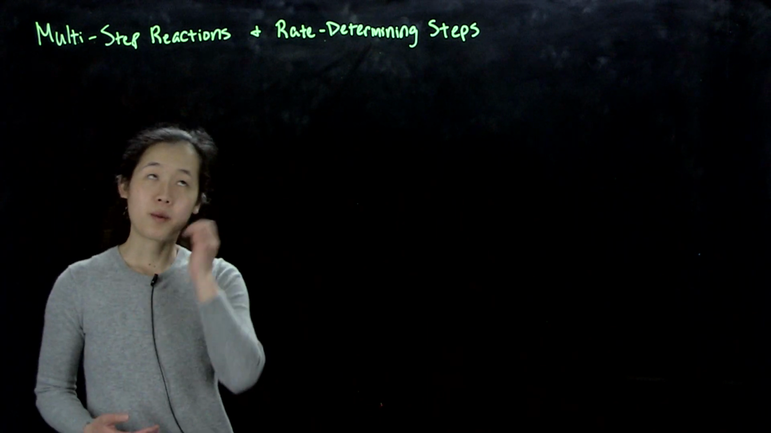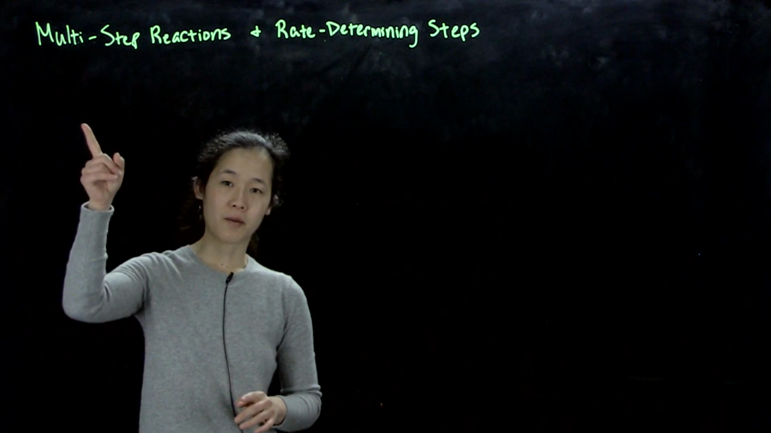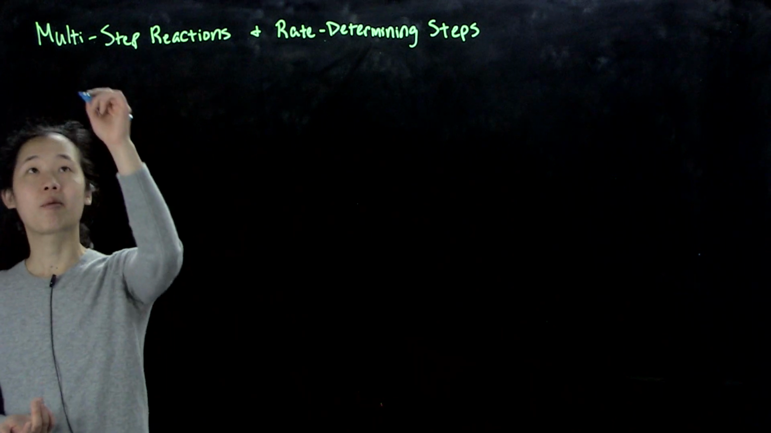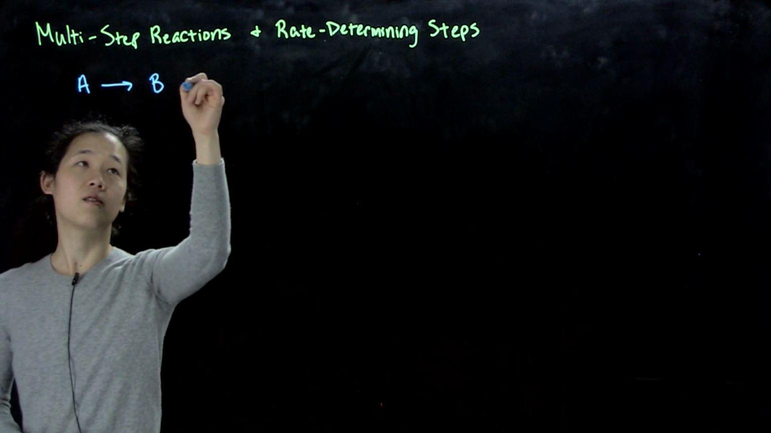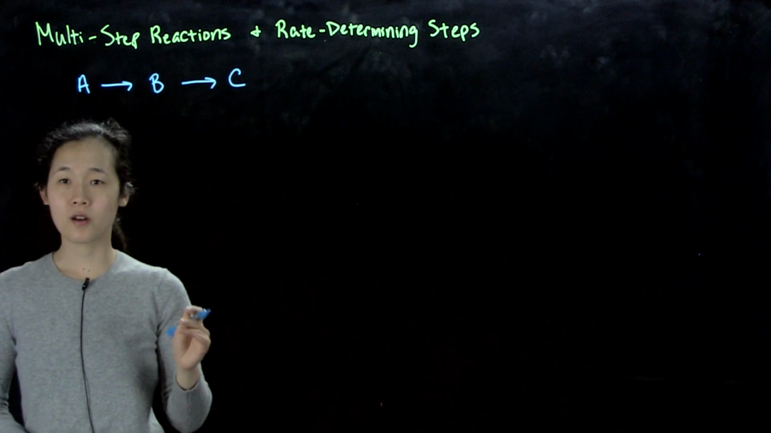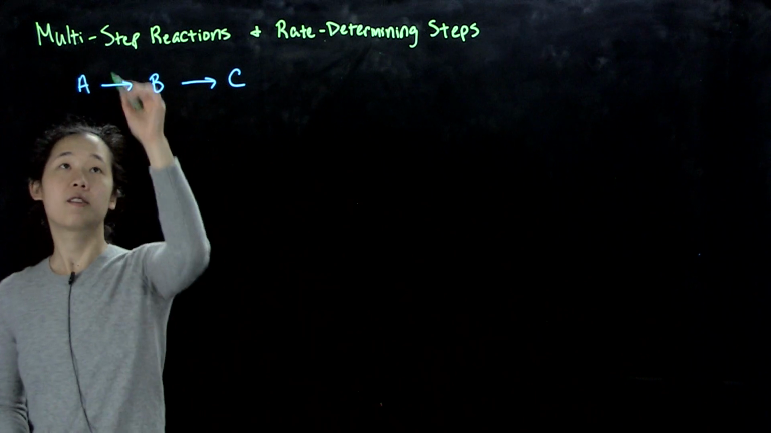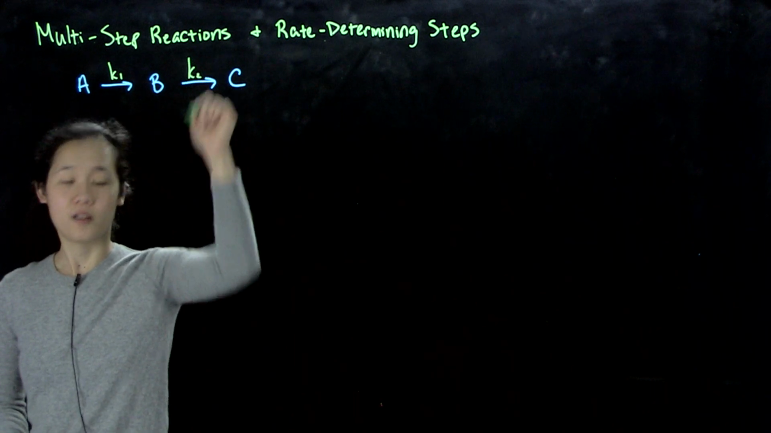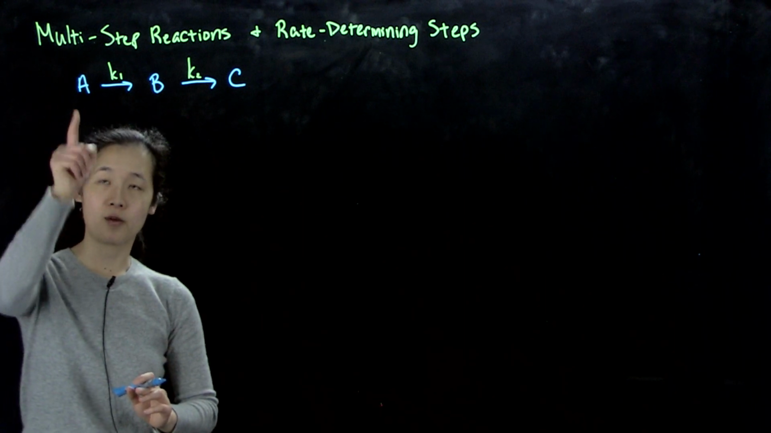Let's talk a little bit more about mechanisms and deriving the rates for multi-reaction mechanisms. So let's suppose we have some mechanism that we're proposing for A going to B going to C. These are all single reactant elementary steps, and we have some unknown rate constants, K1, K2. Because these are elementary steps, we know that this step is a first order reaction.